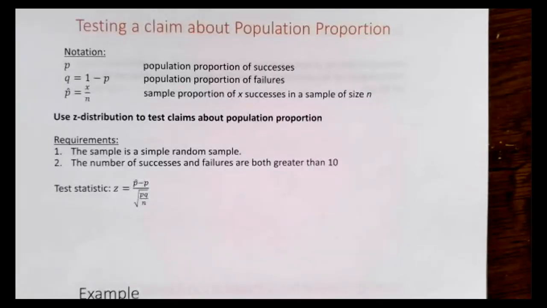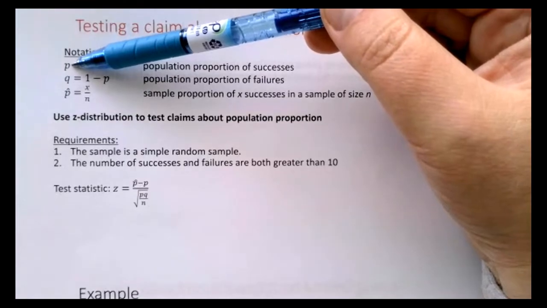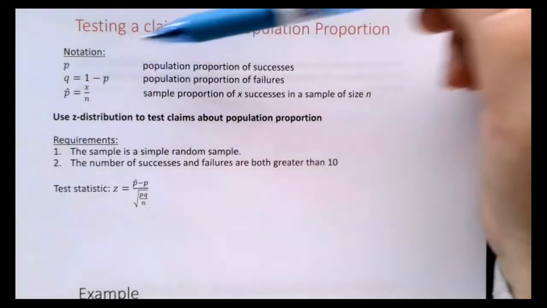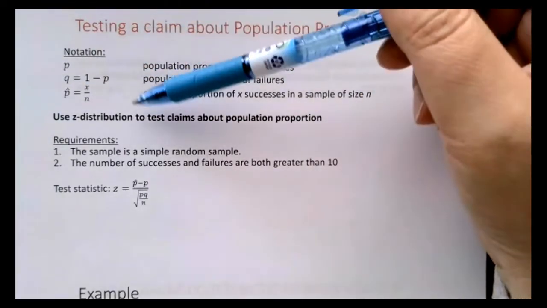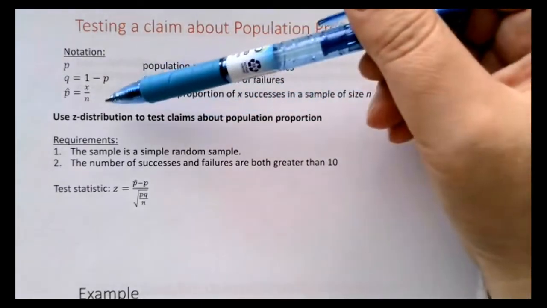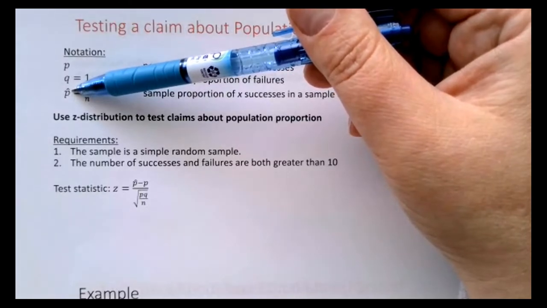Let's conduct a hypothesis test and take a look at what it looks like. We're going to, first of all, look at the claim about population proportion. Just a reminder about the notation. P is population proportion of success. Q is population proportion of failures, which is a complement of proportion of success. Now, P hat is a statistic, right?